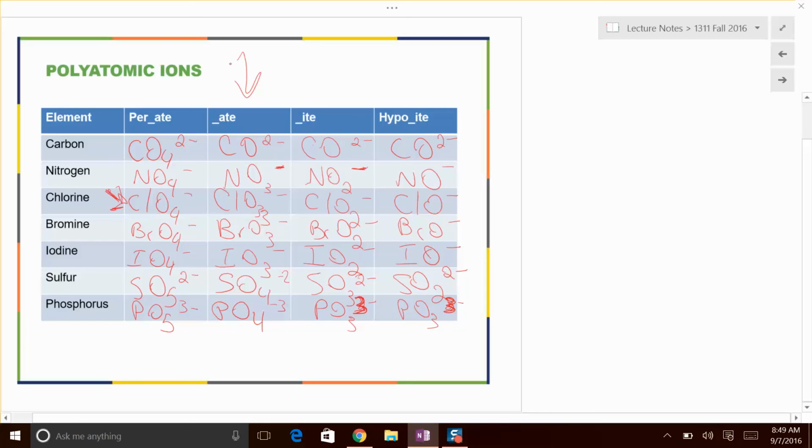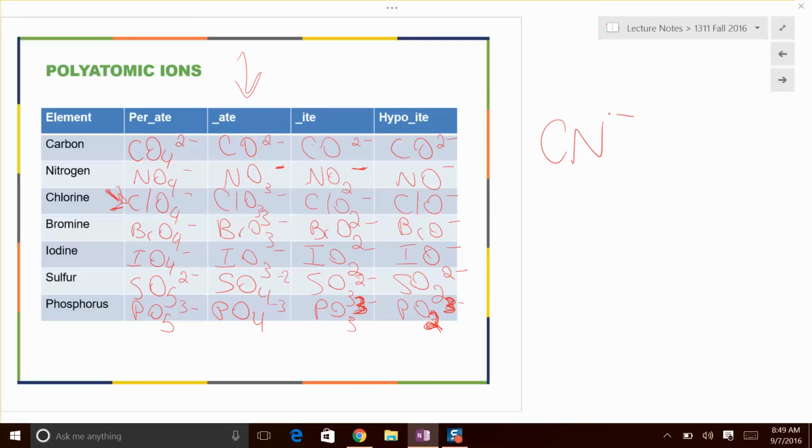Yes? So is this only just for oxygens? This is for oxy polyatomic ions. There are other polyatomic ions, like cyanide, CN minus, that I'll probably have you learn. But these are the ones you can recognize from the periodic table. These are some of the most common polyatomic ions, and I would expect that you would be able to identify them in this fashion.